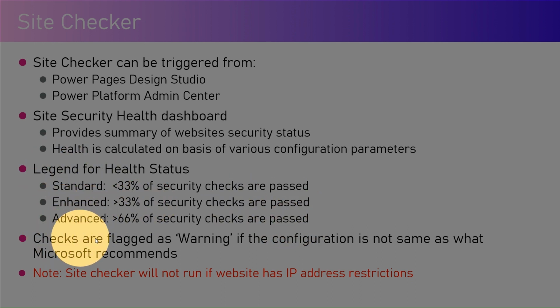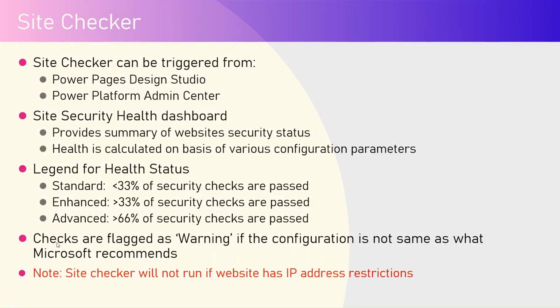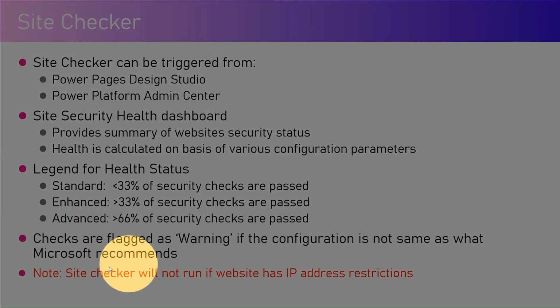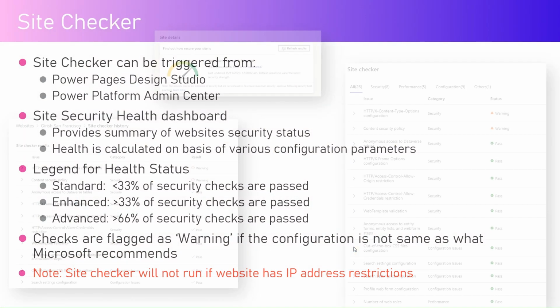Now, the checks are flagged as warning if the configuration is not the same as what Microsoft recommends. Microsoft recommends some sort of standard practice which everyone needs to follow. And if that practice is not followed, then that particular parameter will be flagged as a warning in your report. Now, remember, Site Checker will not run if your website has IP address restrictions.